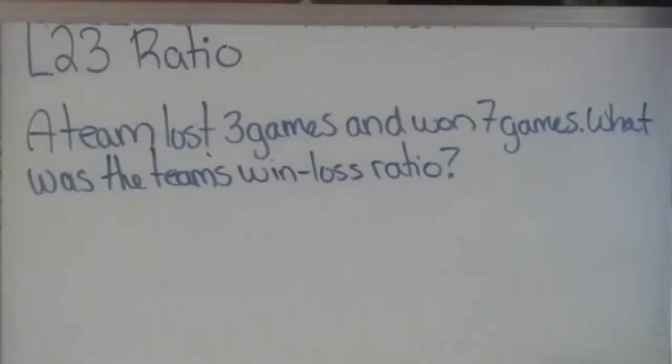This is lesson 23 for course 1, ratio. So when you're looking at ratio, you're looking at comparing two different things. So for example, a team lost 3 games and won 7 games. What was the win to loss ratio?